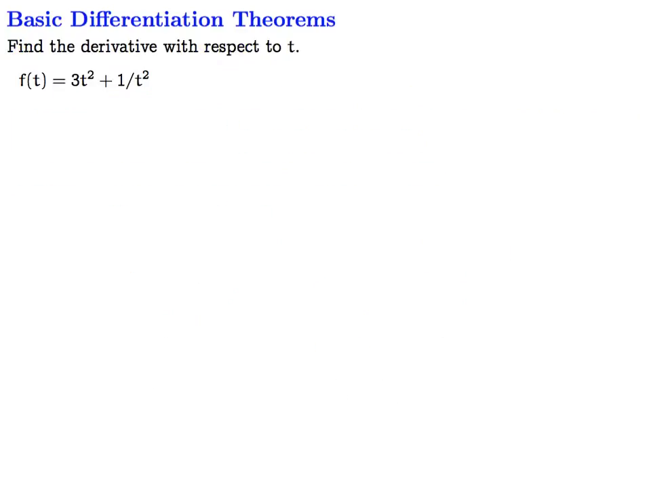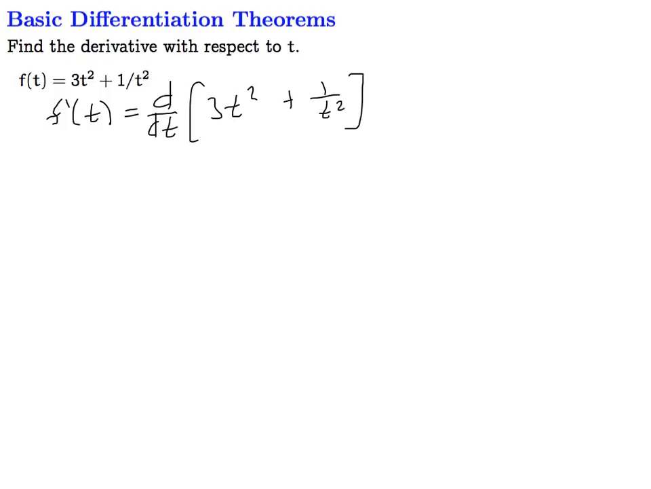So let's go ahead and use everything we've learned today in order to work through some examples. I encourage you to pause the video, try to work through it on your own, and then compare it to what I get when I work through it. So first we want to compute the derivative with respect to t of the function f of t equals 3t squared plus 1 over t squared. So this means that f prime of t is going to equal the derivative with respect to t of 3t squared plus 1 over t squared.